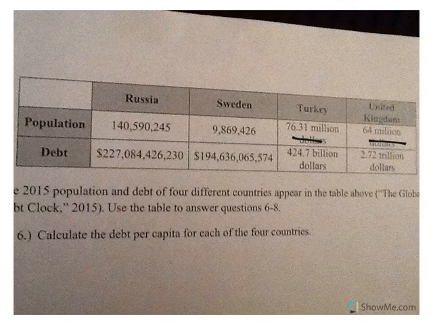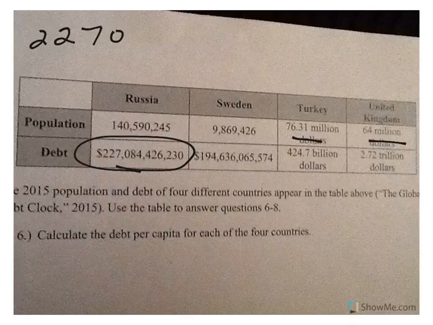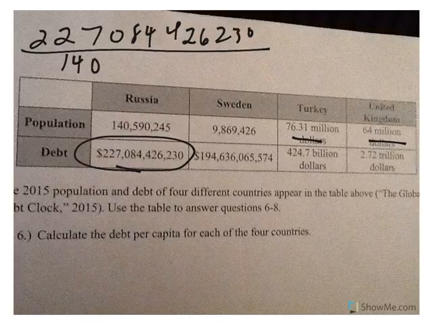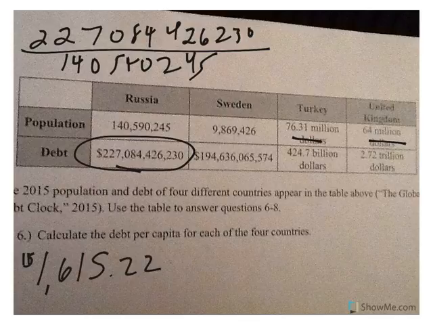So to calculate Russia debt per capita, we would take the debt on top. So we would actually take 227,084,426,230 and divide it by the population of 140,590,245. And when you divide those for Russia, we should get $1,615.22. So you should hit pause right now and try the other ones. These 2 might be a little bit trickier. You got words. You're going to need to use maybe scientific notation, something like that in order to work.